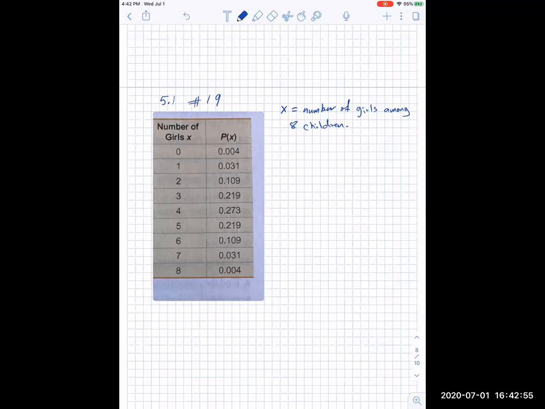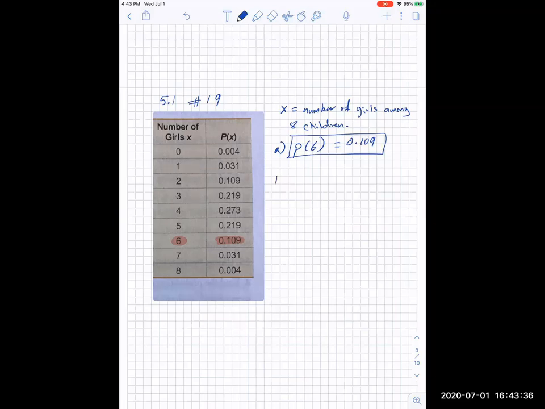So, number 19, part A. Find the probability of exactly 6 girls in 8 births. You're going to go to this value, 6 girls. What is the probability of that value? It is in the table, 0.109. And we're done.